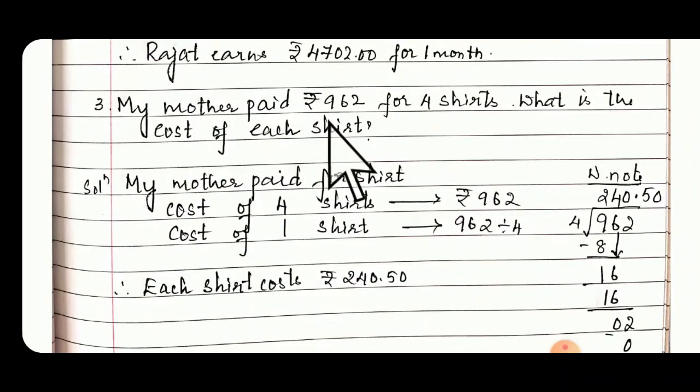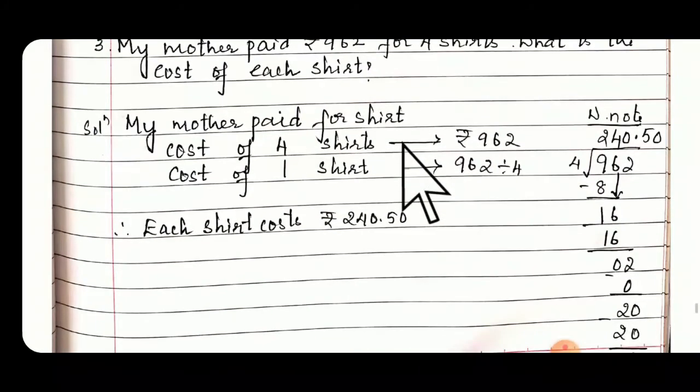Question number 3. My mother paid rupees 962 for 4 shirts. What is the cost of each shirt? See, to find for 1, we have to divide. We studied this in the unitary chapter. My mother paid for shirt. Cost for 4 shirts, rupees 962. Cost of 1 shirt will be divided by 4. Divide regular.